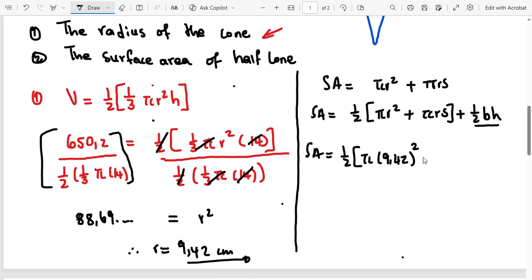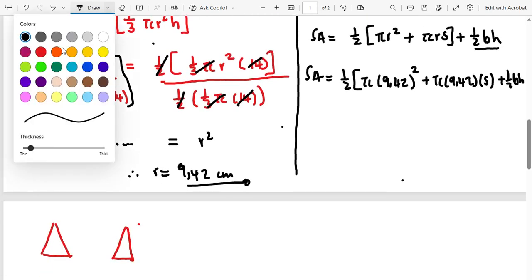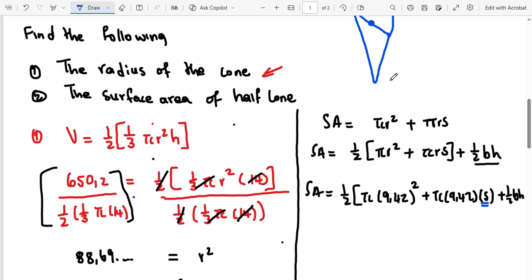It's 5 marks. So plus, then pi, what's r? We said r is 9.42. And then we have s, which is unknown. I'll come back to that part. And then plus 1 over 2 b h. I just want to rewrite this properly. Now I know that we are missing something here, which is s, the slant height.